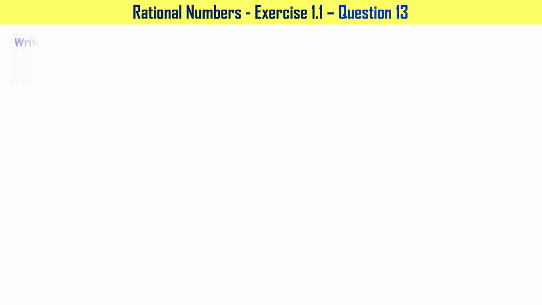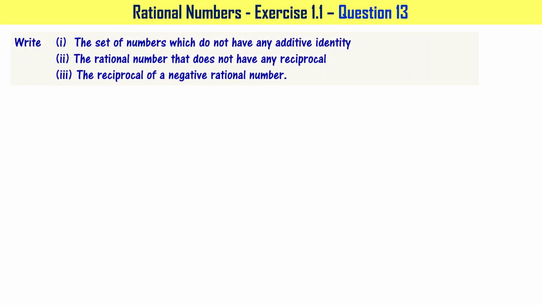Question number 13. Write 1. The set of numbers which do not have any additive identity. 2. The rational number that does not have any reciprocal. 3. The reciprocal of a negative rational number. We are asked to write 3 parts. Let's start with the first one. The set of numbers which do not have any additive identity.